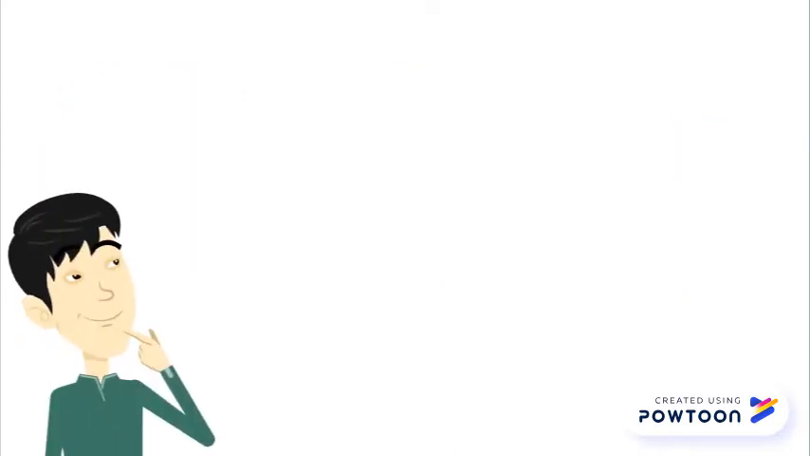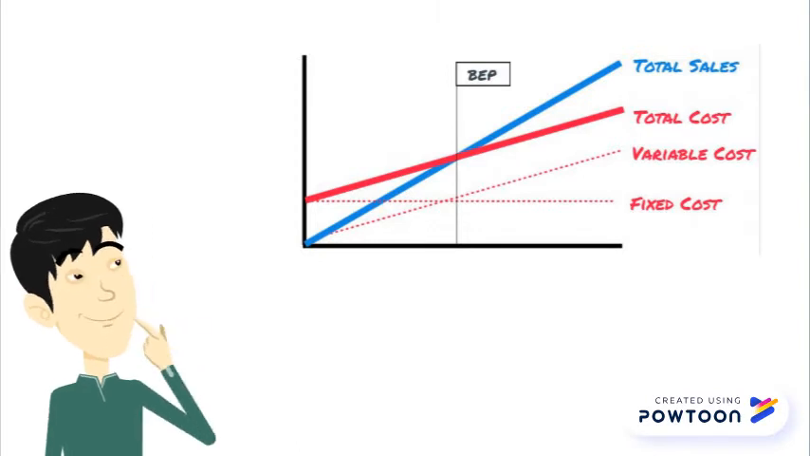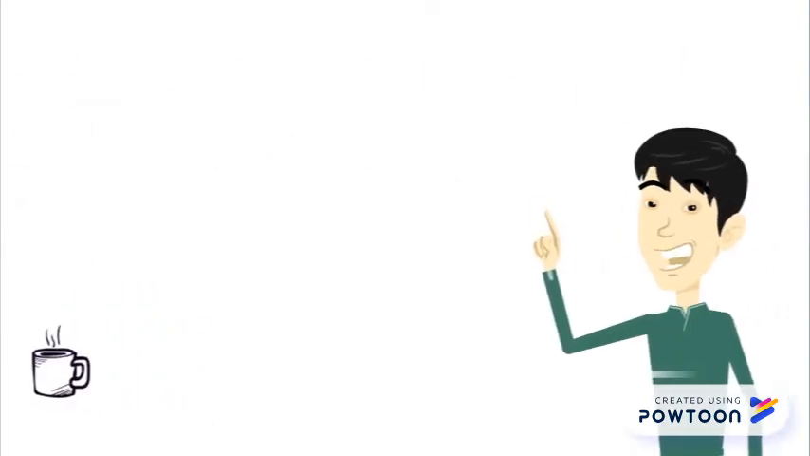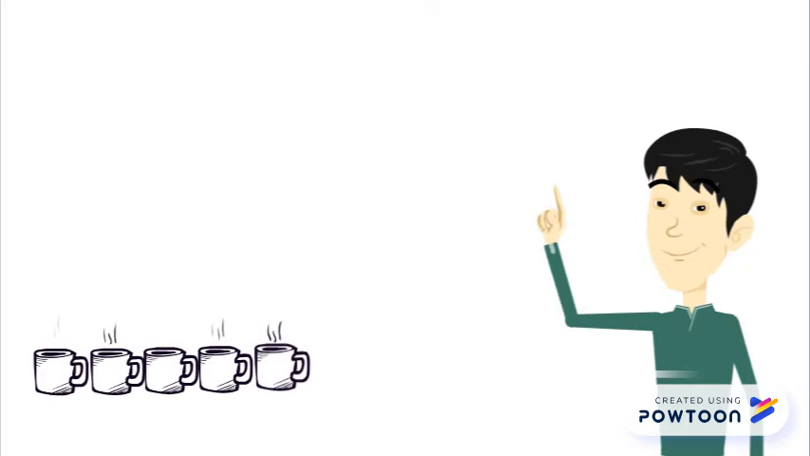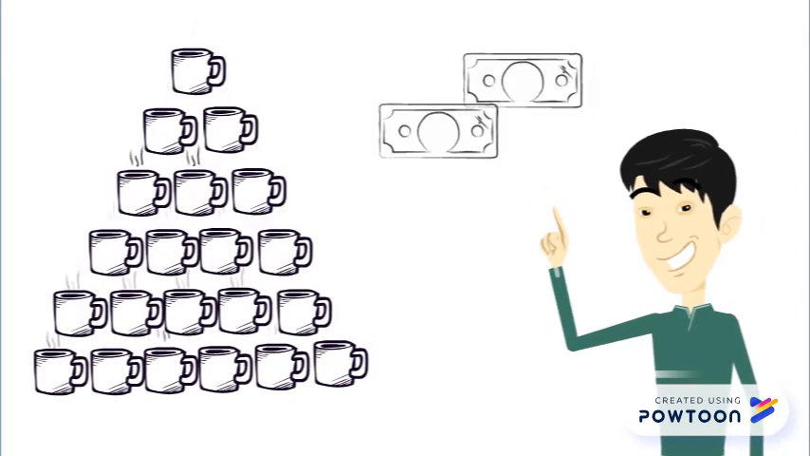In summary, if Joe understands how changes in his total costs influence his break-even point, he can not only project the number of cups he needs to sell to cover his total cost, but also calculate how many additional cups he would need to sell to make a profit.